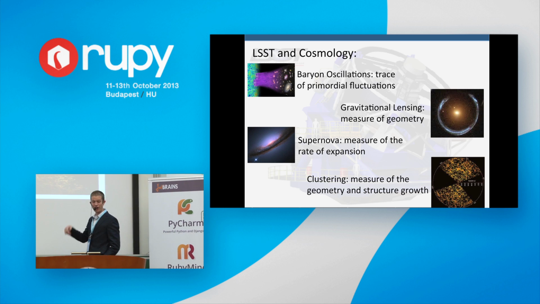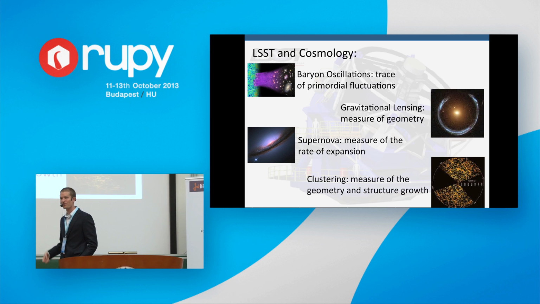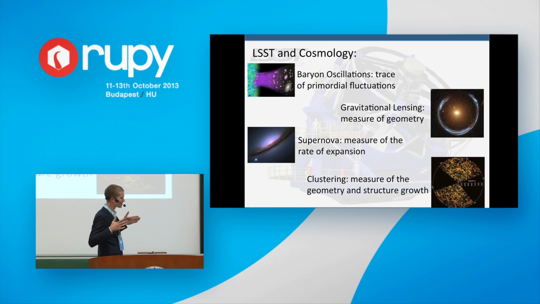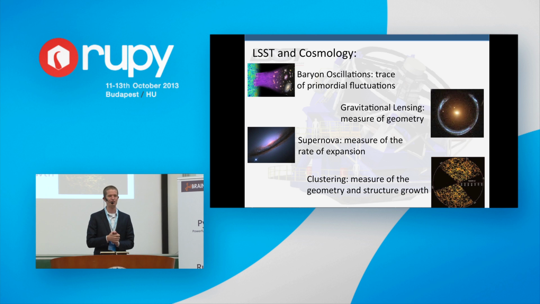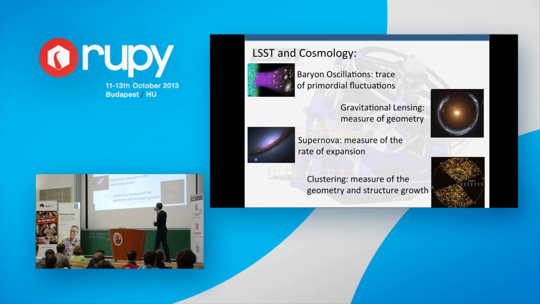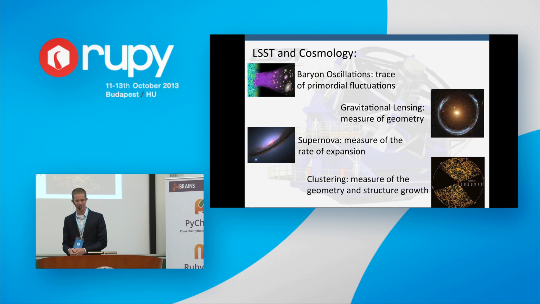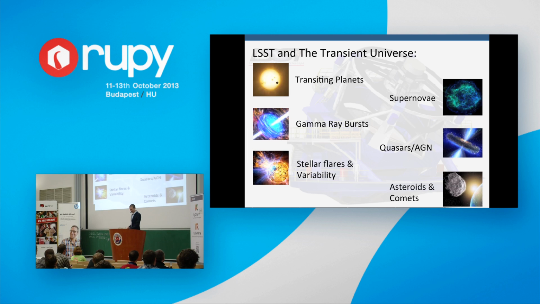Through gravitational lensing, we'll learn a measure of the geometry of the universe. Gravitational lensing is where light is basically bent by strong gravitational fields. And I get excited about this because this was the area of my PhD thesis. I already mentioned supernovae. We'll find a lot of those. And then we'll also be able to learn about clustering, measuring the growth of the large-scale structure in the universe.